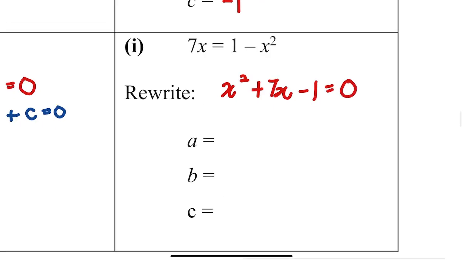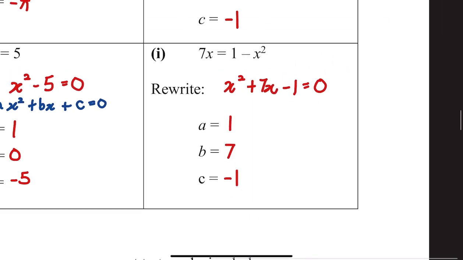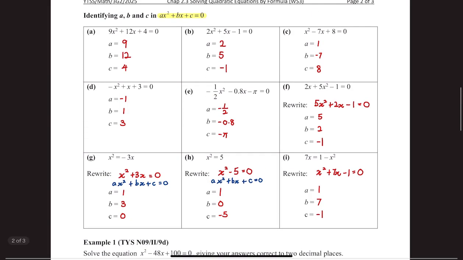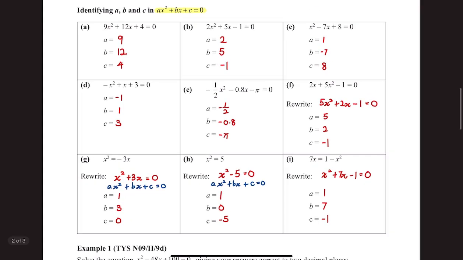Therefore by comparison, you can see that my a here is an invisible 1. My b is a positive 7. And your c here is negative 1. And there we go. These are the solutions to identify a, b, and c in a quadratic equation.